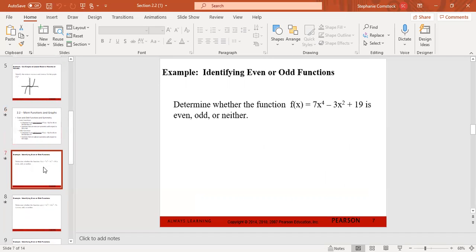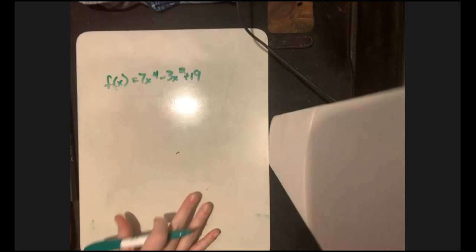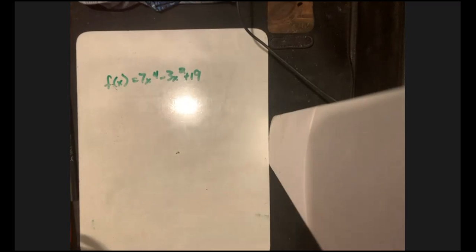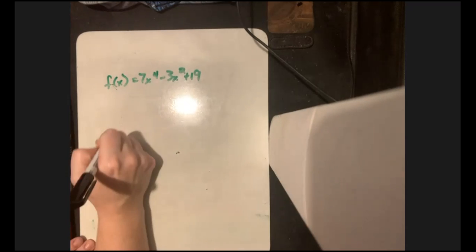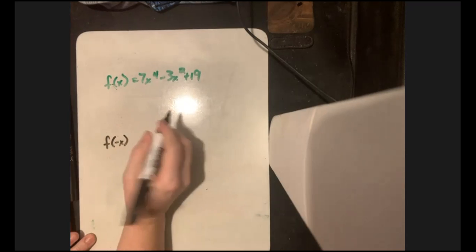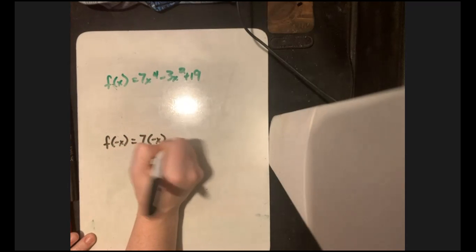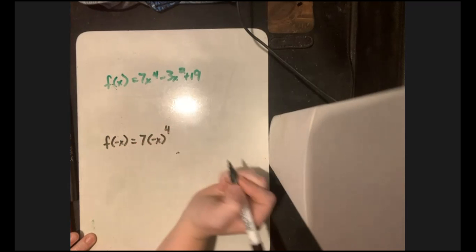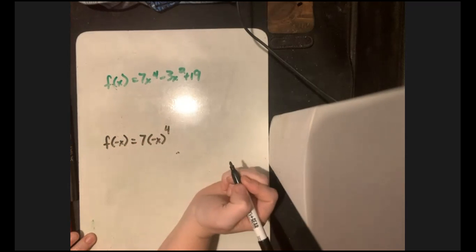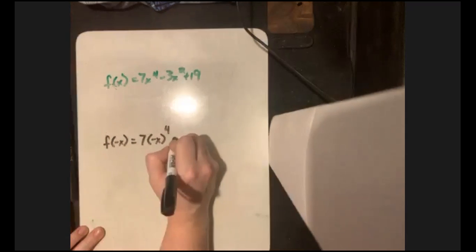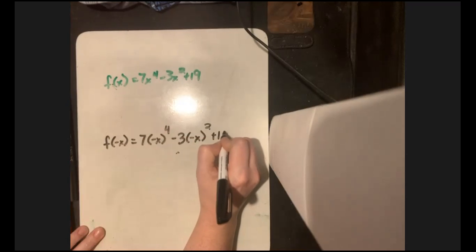Okay, so I'm going to go ahead and get this one written on my board, and then I'll switch. Okay, so we've got 7x to the fourth minus 3x squared plus 19. So what we're going to do is we need to do f of negative x. I'm going to move down here. So f of negative x is going to be 7 times negative x to the fourth, and everywhere we see an x, we're going to replace it with negative x, minus 3 times negative x squared plus 19.